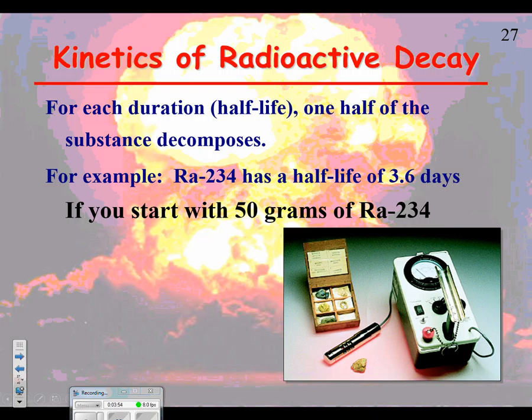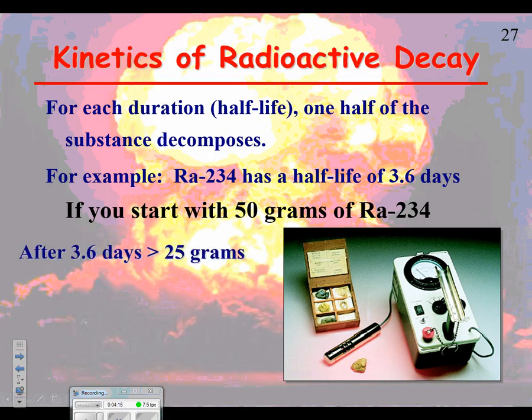Okay, now if we had radium that we were working with, and it has a half-life of 3.6 days, and I start with 50 grams, how much is going to be left after one half-life? How much is one half-life? 3.6 days, right? So after 3.6 days, I'm going to end up with 25 grams.